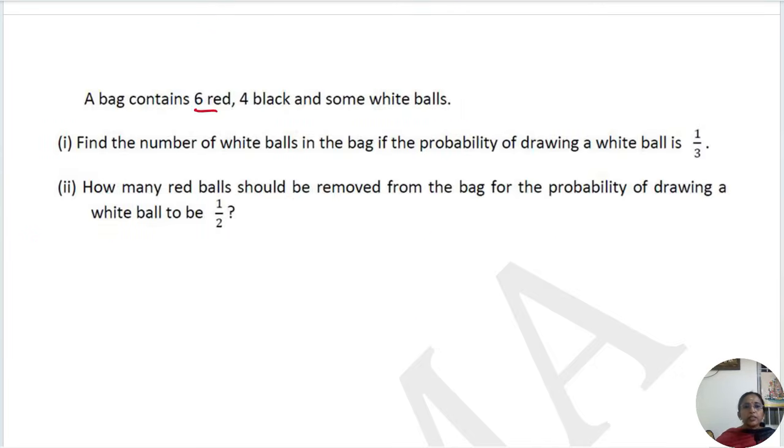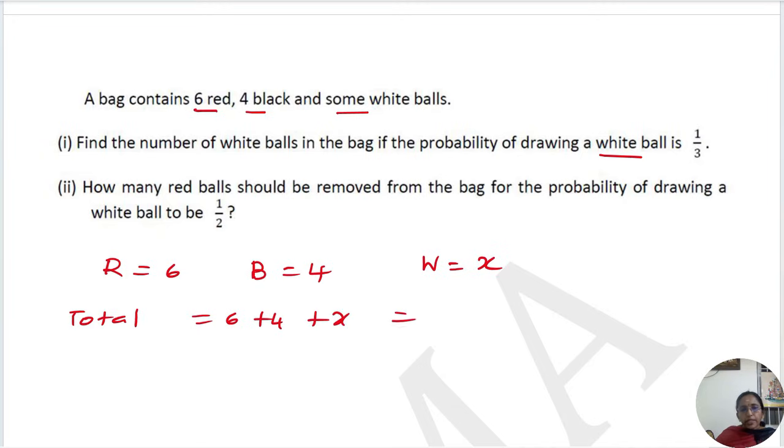A bag contains 6 red, 4 black and some white balls. We don't know the count. Find the number of white balls in the bag if the probability of drawing a white ball is 1 by 3. So now our red ball is 6 and black ball is 4 and our white ball we don't know the value, so let us take x. So now the total will be 6 plus 4 plus x, so 10 plus x. So probability of drawing a white ball is equal to the number of white balls, x, and our total is 10 plus x. And that is given as 1 by 3.